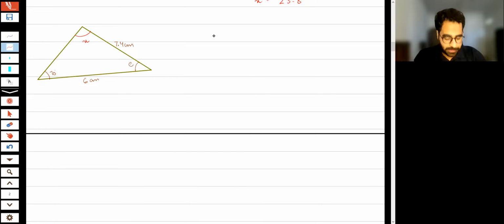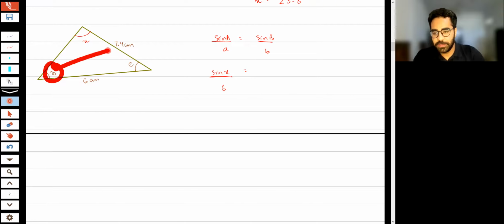So I'll get, my formula is sine a over a equals sine b over b. So sine a would be sine x, and the side opposite to it would be 6 centimeters. Sine b would be this angle 70, and the side opposite to it would be 7.4 centimeters.